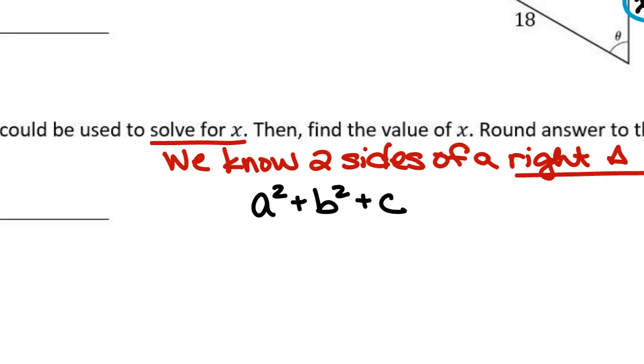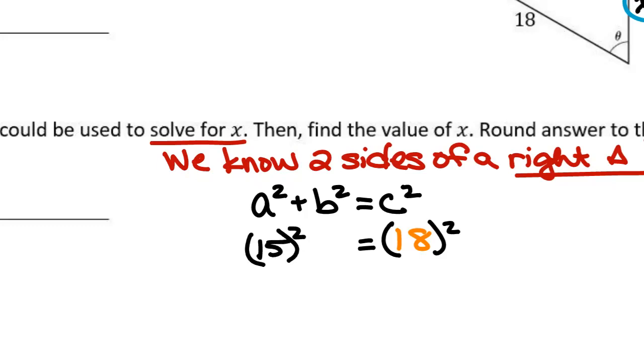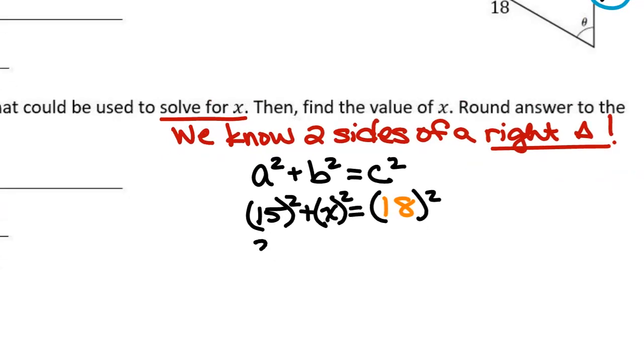A squared plus b squared equals c squared. Hypotenuse has to be c. I don't know why I wrote plus here. That should be an equals. Hypotenuse is 18. So we have 18 squared. 15 can go in for either a or for b, and x for the other one. So we would have 225 plus x squared equals 324. That's 18 squared.